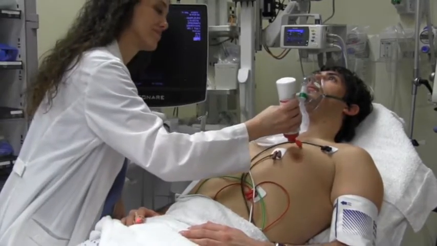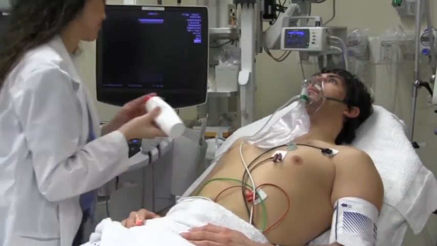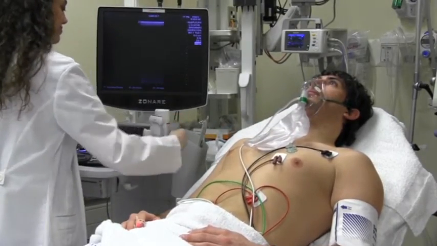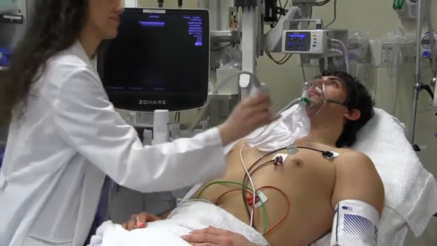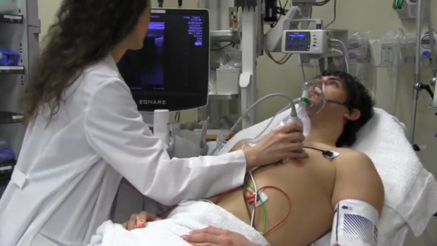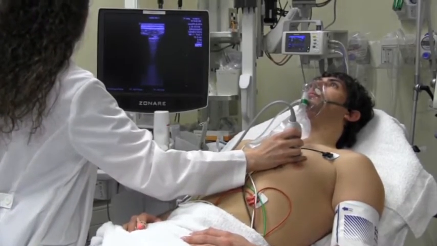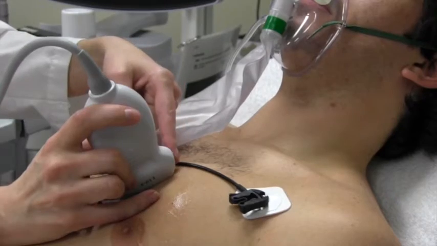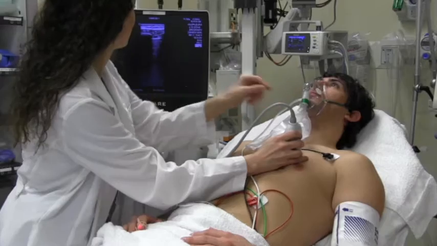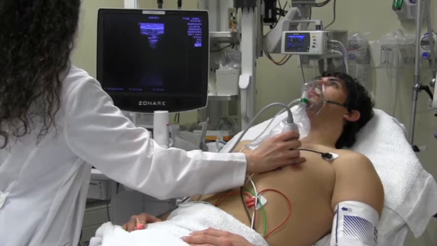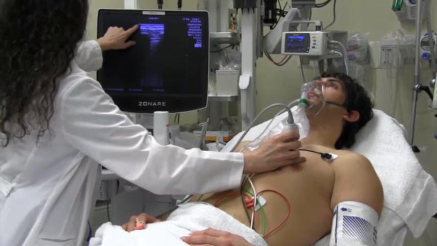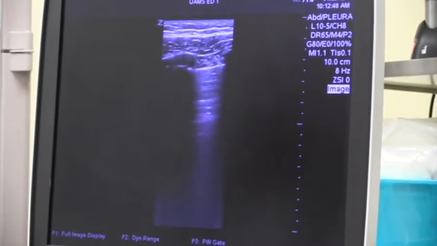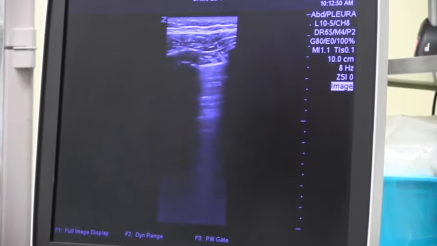Now apply a thick gel cushion to the anterior upper quadrant of the right chest. We're going to look at the lung in the sagittal plane. For this, the transducer should be placed with the probe indicator pointed towards the patient's head. On the ultrasound screen, the indicator marker corresponds with the transducer indicator, so the patient's head is towards the left side of the screen.